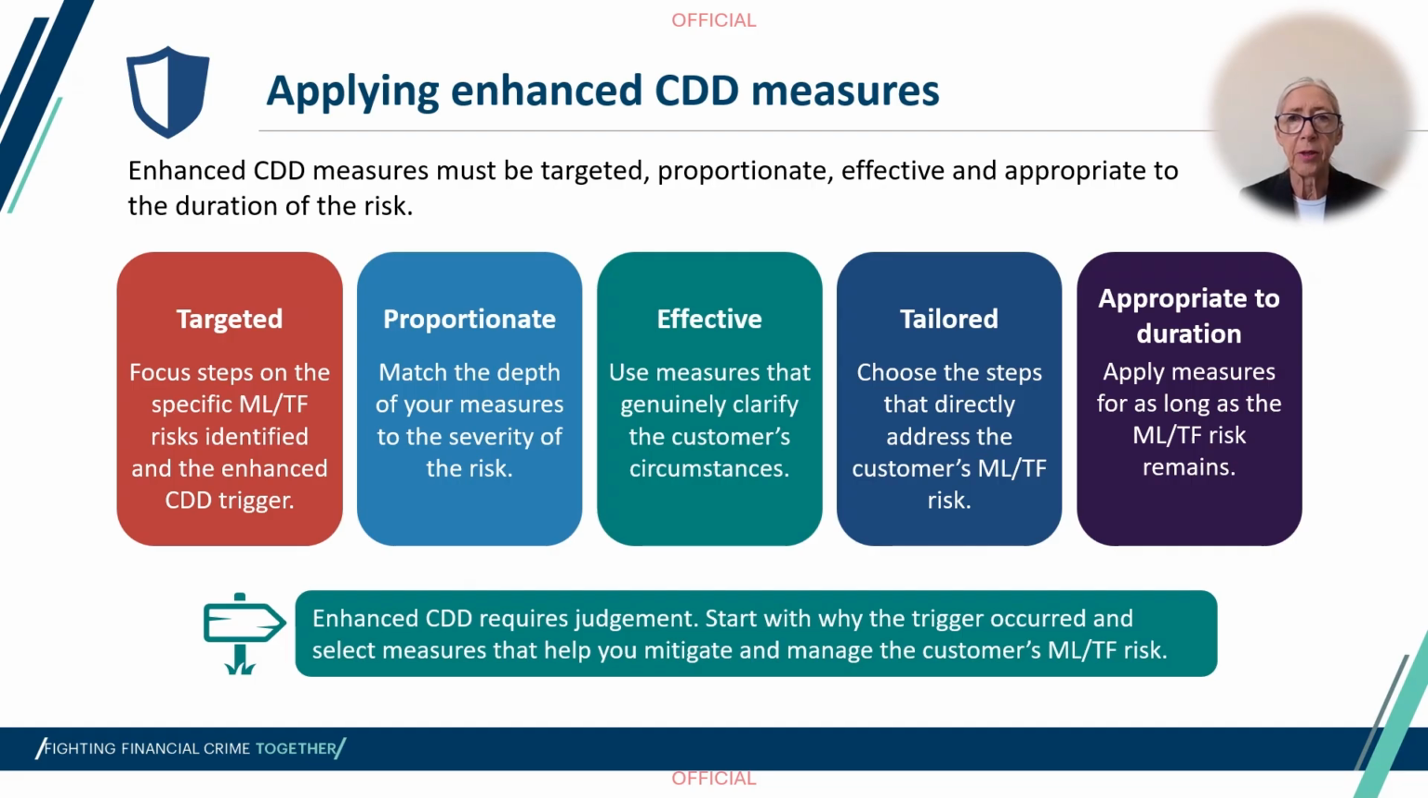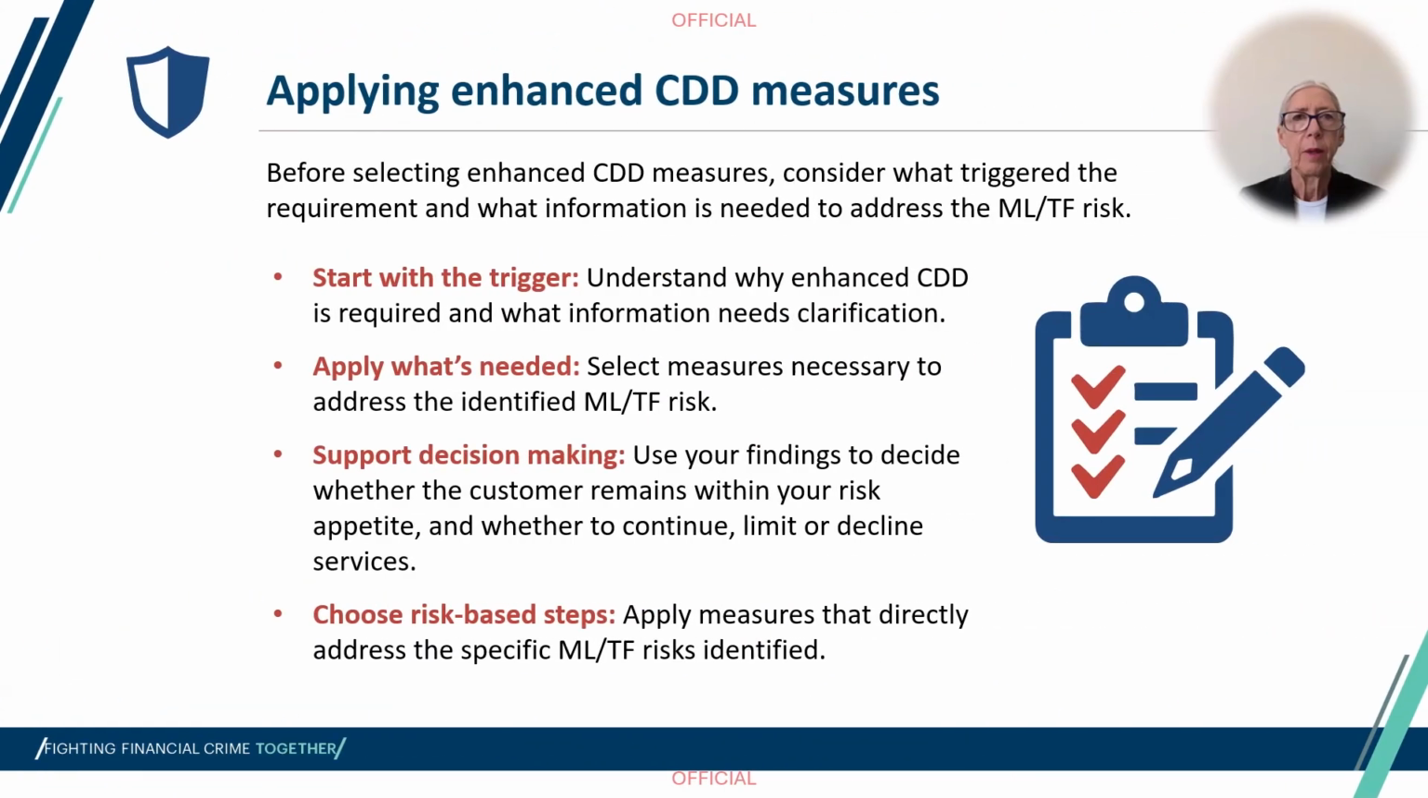Selecting enhanced CDD measures requires careful judgment. Start by thinking about why enhanced CDD was triggered and what you need to understand about the customer's circumstances in order to mitigate and manage their risk. In some situations, one measure may be enough, while in others you may need to take several steps to clarify information or resolve inconsistencies. Your enhanced CDD processes should help you decide whether the customer still fits within your business's risk appetite. In high-risk situations, your AML-CTF policies may require you to escalate to a senior manager to determine next steps.